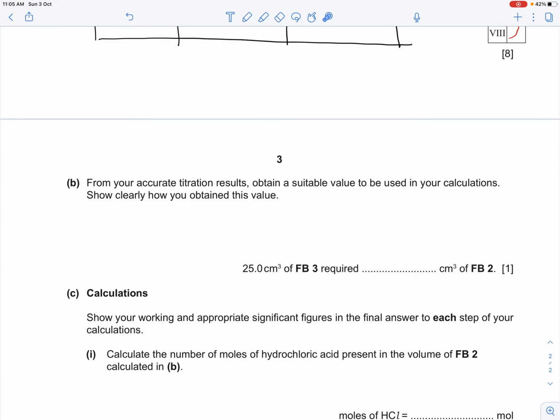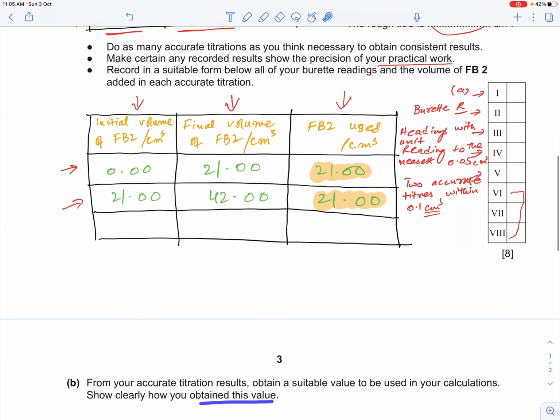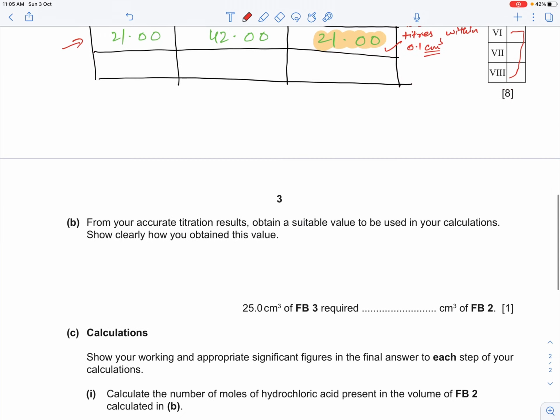Next, from your accurate titration results, obtain a suitable value to be used in your calculations. Show clearly how you obtain this value. So you have to take an average value, and because both my titrations are the same, 21.00, 21.00, remember that when you are taking the average, you have to count all those values that are within 0.2 cm cube.